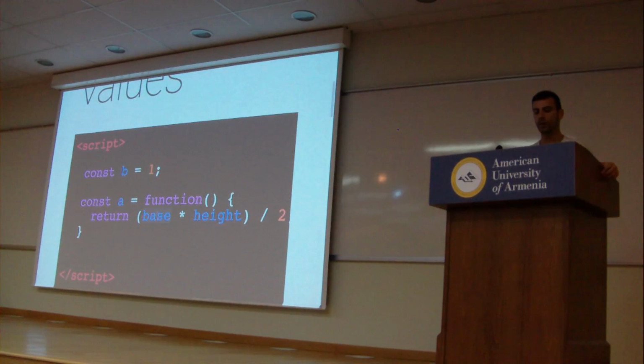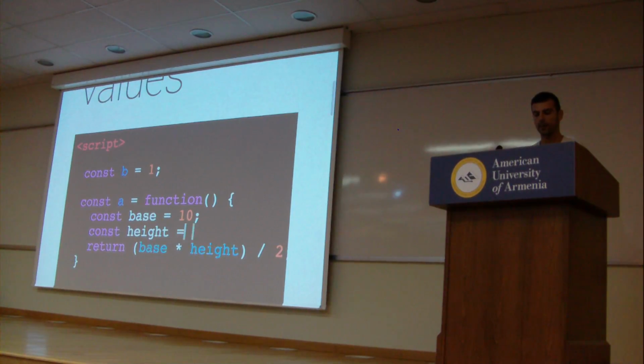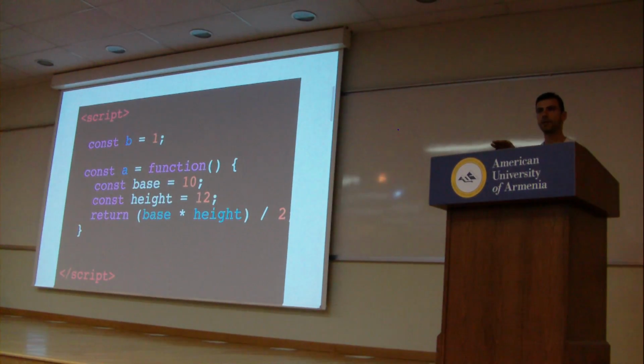Now here we're saying return the result of base times height divided by 2. What you will notice though is there is no const base equals something, right? So let's make it. Const base is 10. Const height is 12. Fine. So we have a base of 10 and a height of 12, and we want to find the area of the triangle. So we have this magic function.